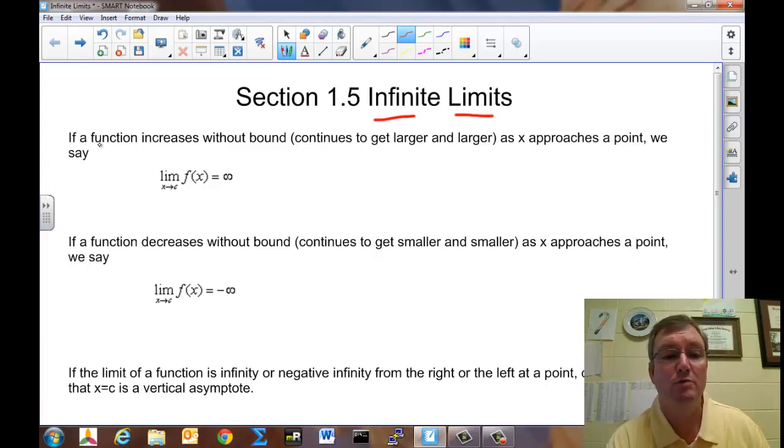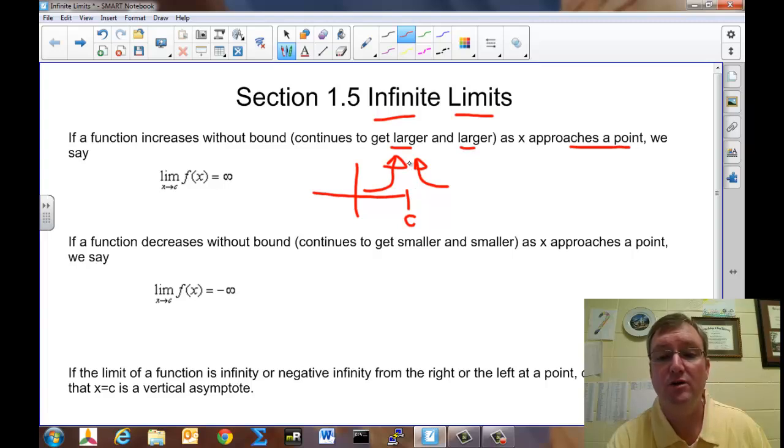So let's talk about what we mean here. If a function increases without bound, that means the function just gets larger and larger as x approaches a point. So we're talking about a scenario where we've got a point, let's say this is our point C, and as the function gets closer to that point, it just continues to go up higher and higher and higher. And on both sides, it's going up higher and higher and higher. Then we say that the limit to that is infinity. That just helps us to make some definitions and things that will be easier down the road. Even though infinity is not a number, we say that the limit is infinity as it goes higher and higher.